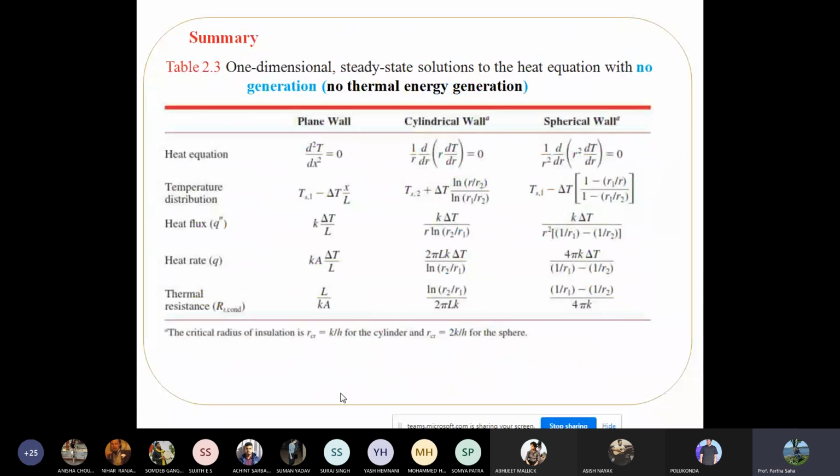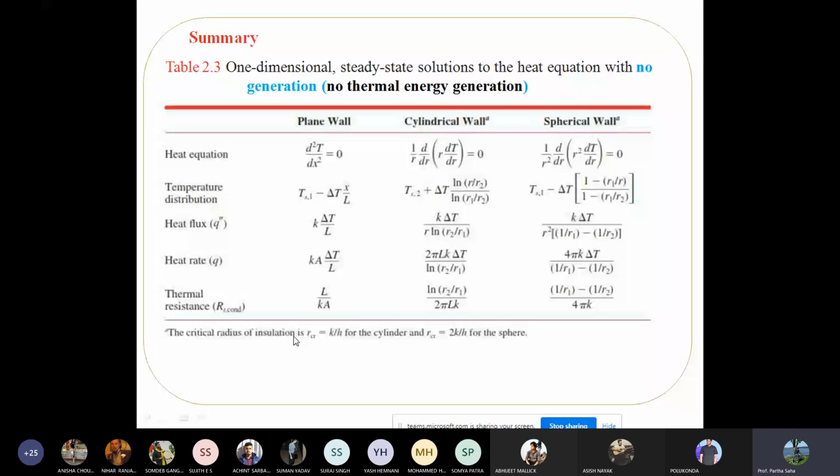This is a snapshot of plane walls, cylindrical walls, and spherical walls. Different parameters: heat equation, temperature distribution, flux, heat rate, thermal resistance. I mean, whatever you have derived so far, it's a snapshot. Keep it in mind, there is no thermal energy generation. You can look into it.